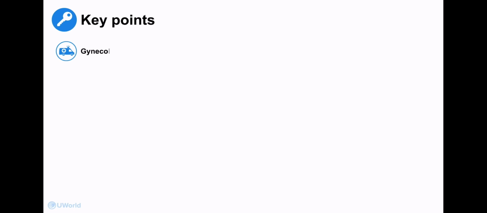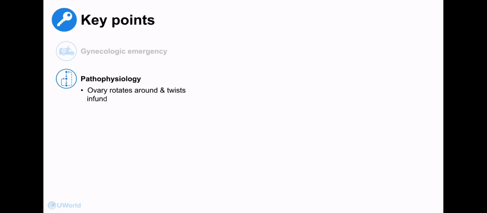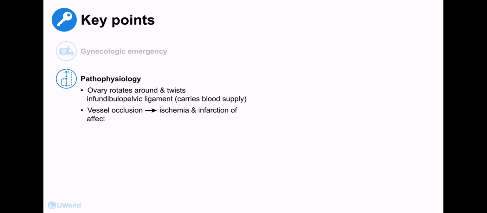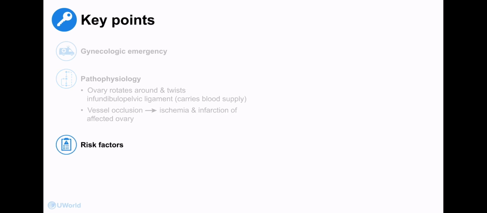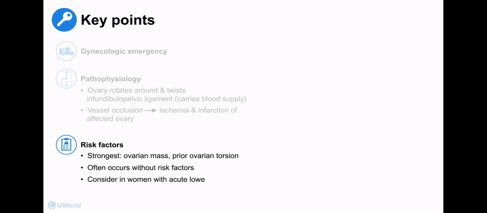Ovarian torsion is a gynecologic emergency. It is characterized by the rotation of the ovary around the infundibulopelvic ligament, leading to compromised blood flow and possible ischemia and infarction. Although the strongest risk factors are the presence of an ovarian mass and previous ovarian torsion, torsion often occurs without any risk factors and must be considered in all women with acute lower abdominopelvic pain.